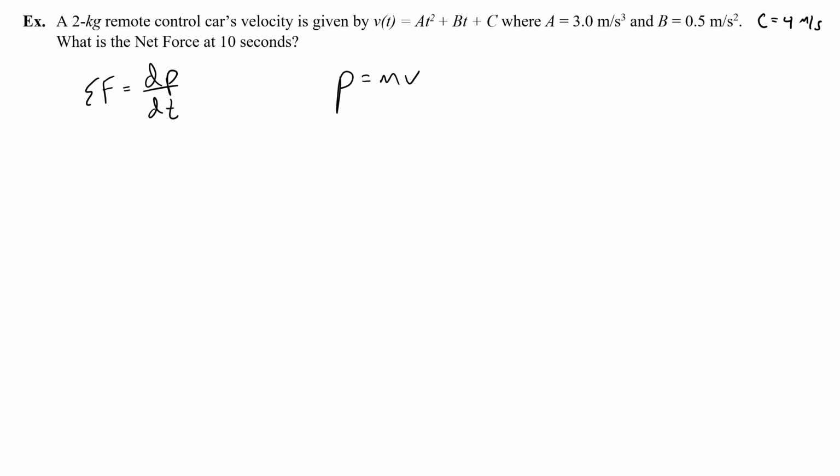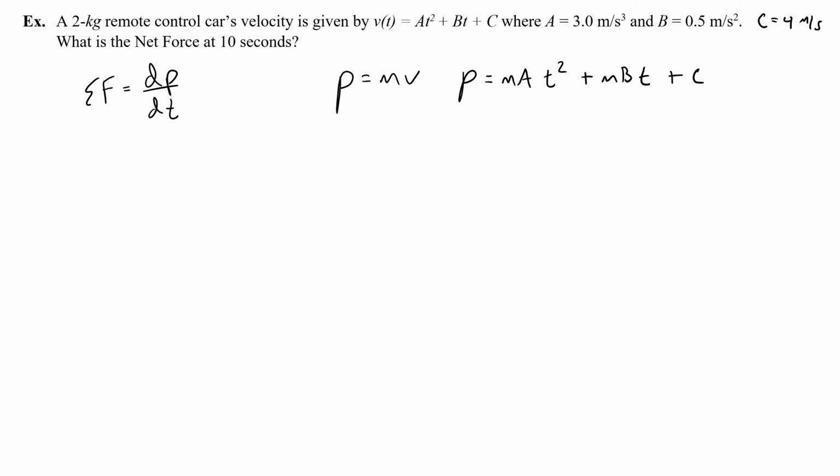Well, now my velocity equation would look like this. P equals mat squared plus mbt plus mc, where m and a and b and c, those things are all constant. They're not changing in the problem. Sorry. We would write this as p. That's our new p equation.